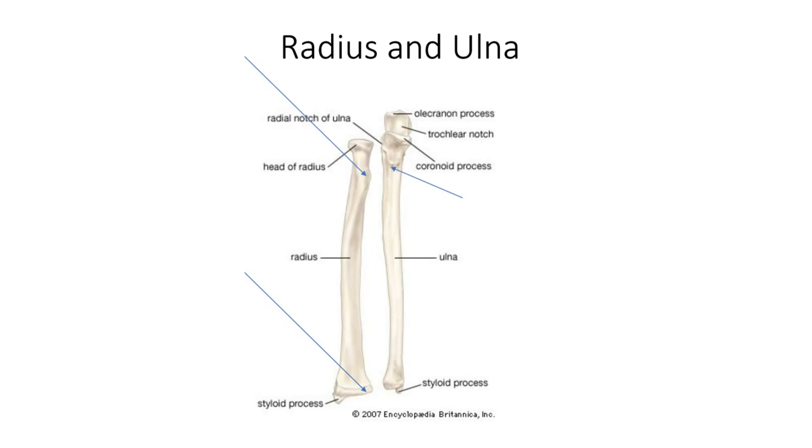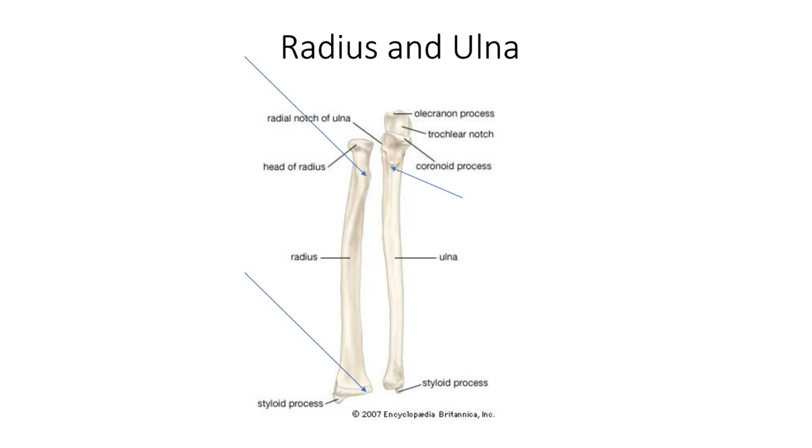On the ulna, which is located more medially, there is a trochlear notch which articulates with the trochlea of the humerus, which, like I said, forms the humero-ulnar joint. Then there's the radial notch of the ulna, and that's located more laterally towards the lateral side of the ulna to articulate with the head of the radius to form the proximal radio-ulnar joint.